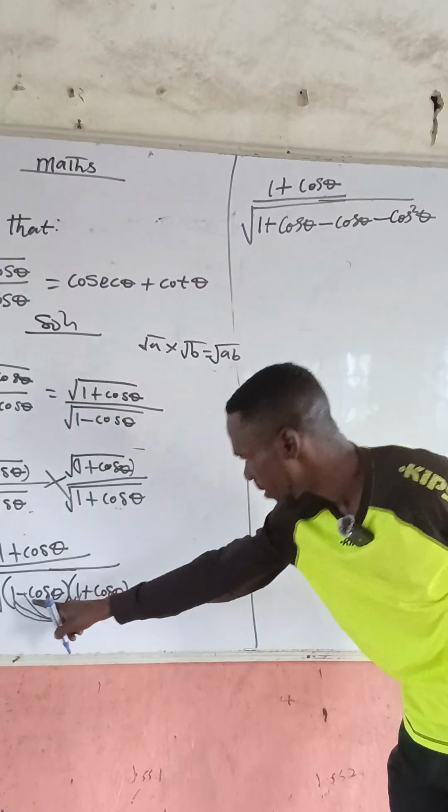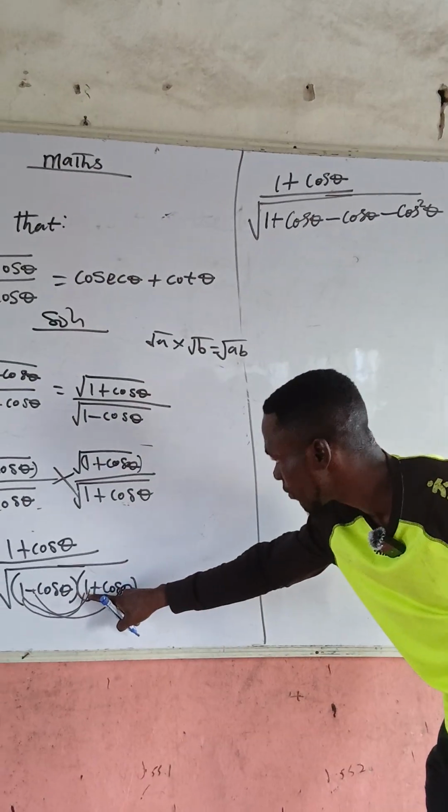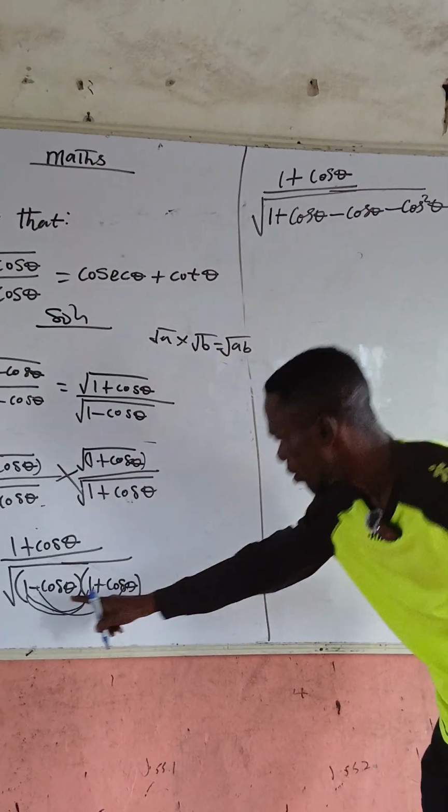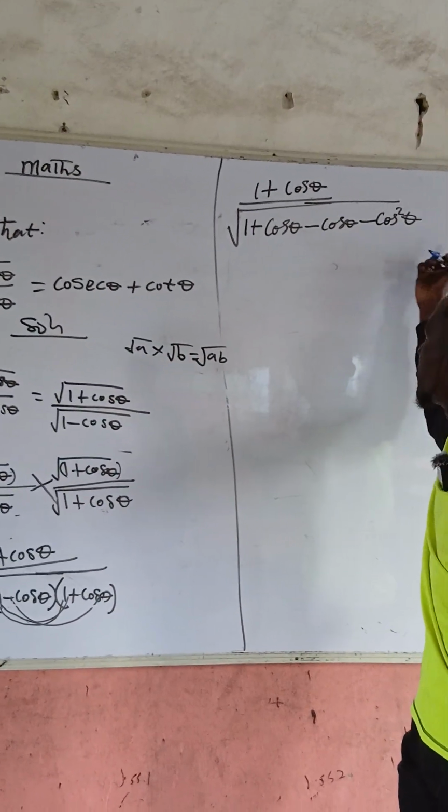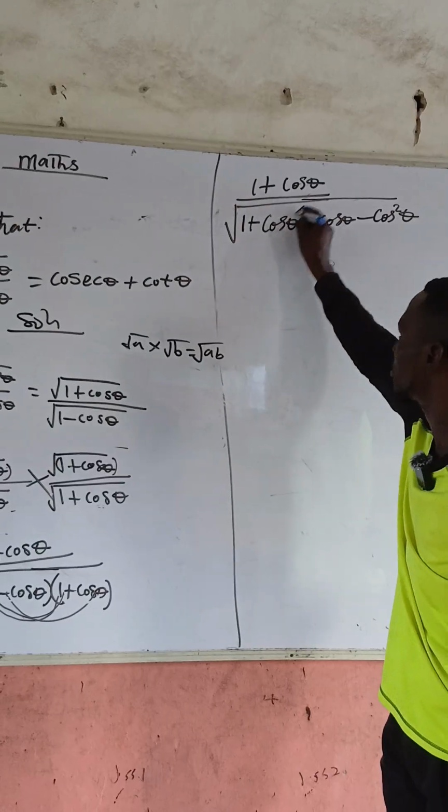Let me explain that again. This minus cos times this one will give us what? Minus cos. Why? This minus cos times this plus cos will give us what? Cos square theta. Then this is plus, this is minus. They cancel each other now.